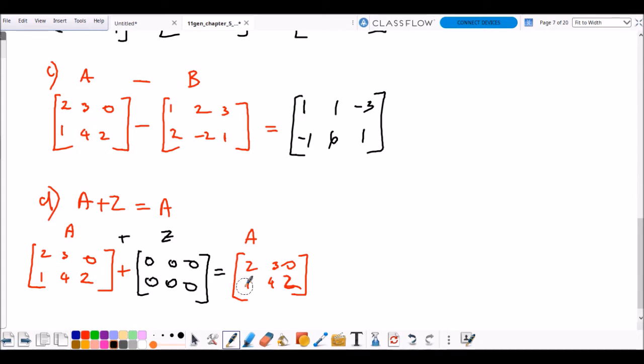D. This is just saying, write down a matrix called Z, where if you add A with Z, it still equals A. So just make Z a 0 matrix. So D equals A. No, A plus Z equals A. And Z means just 0. Okay.